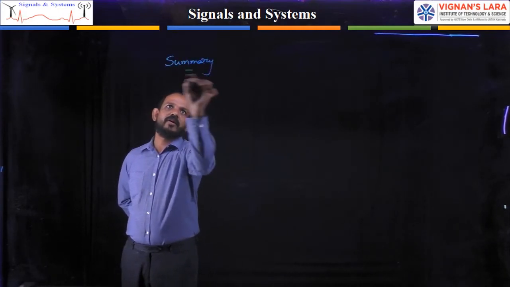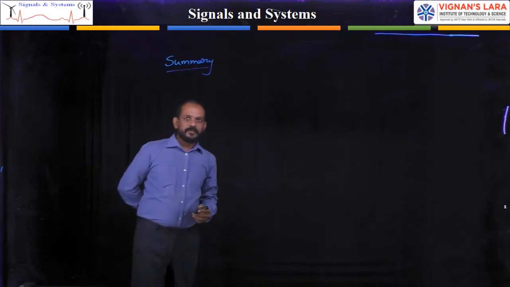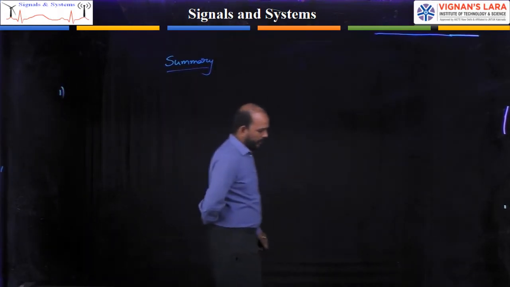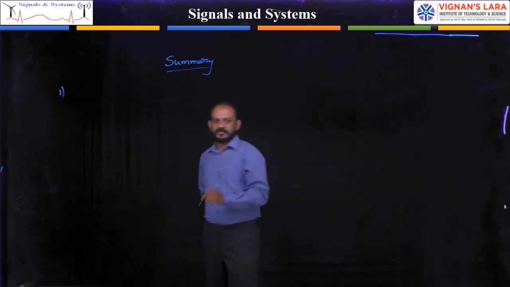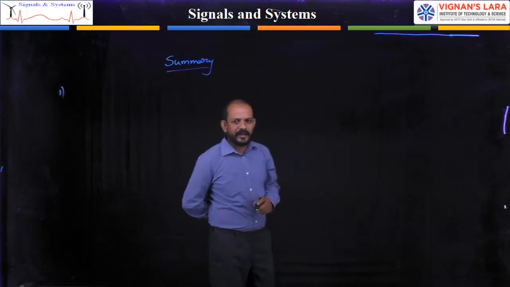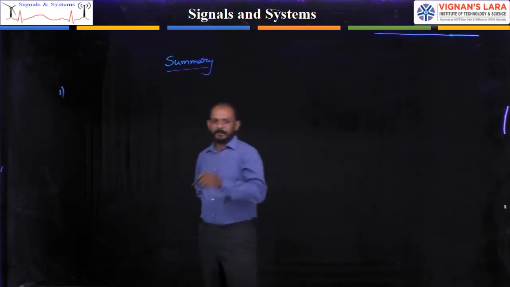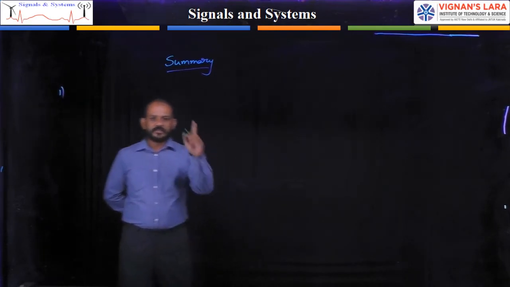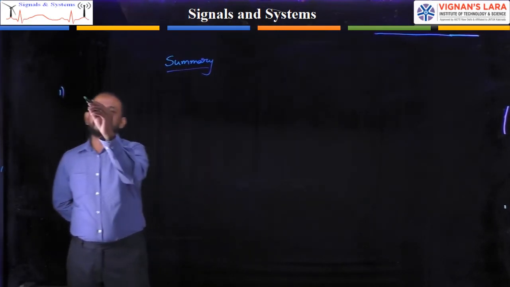Summary of today's class. In this class, I explained the last two classifications of systems: stable and unstable systems, and then invertible and non-invertible systems. In the summary, the first one is stable and unstable systems.